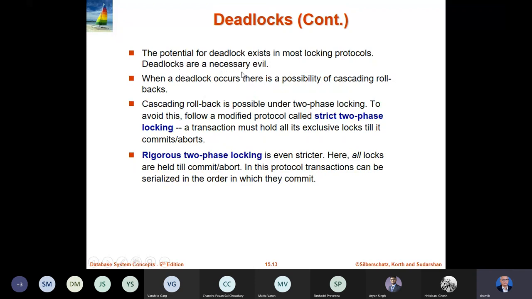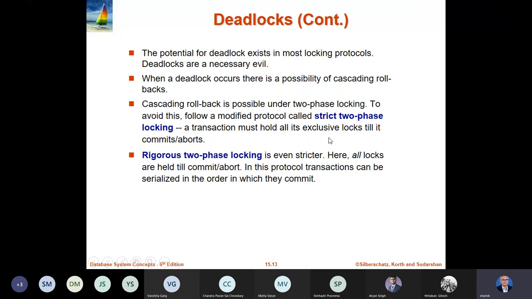So deadlocks are a necessary evil, as you can see. Now, cascading rollback is also possible under two-phase locking. To avoid this, follow a modified protocol called strict two-phase locking or S2PL, in which a transaction must hold all its exclusive locks till it commits.